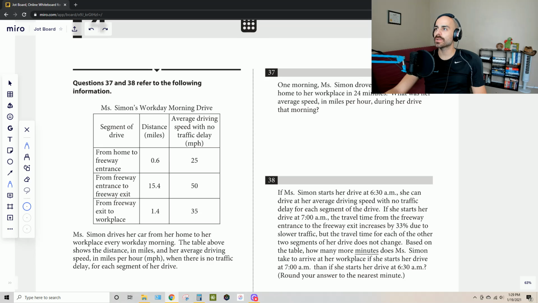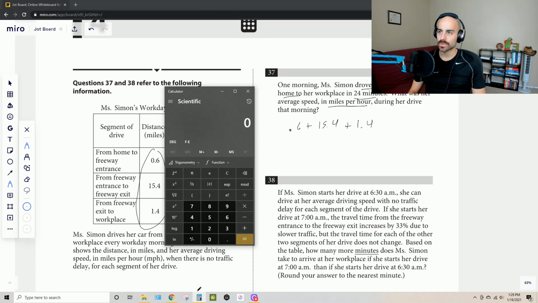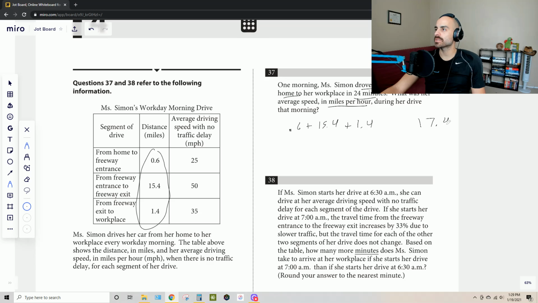They want to know if she drove directly from her home to her workplace in 24 minutes, what was her drive in miles per hour? So we can get her total distance by adding all these distances together. So 0.6 plus 15.4 plus 1.4 is 17.4, the total amount of miles driven. Well, how long did that take?